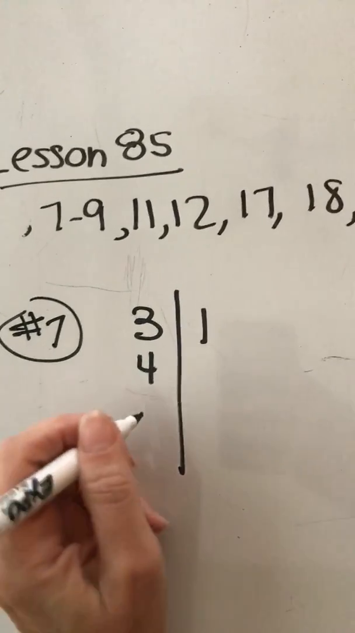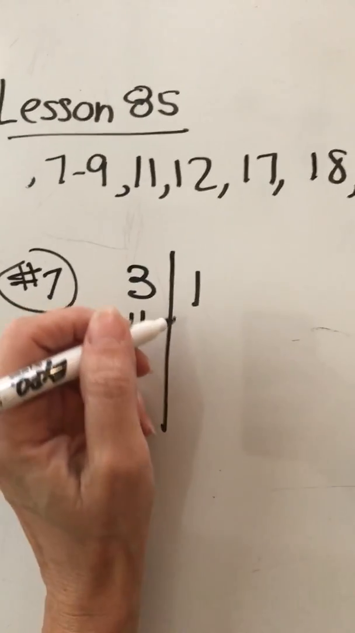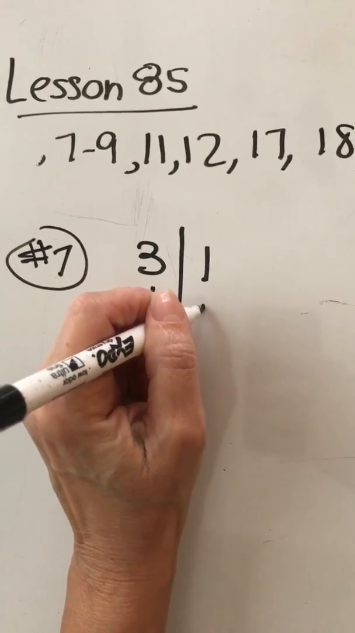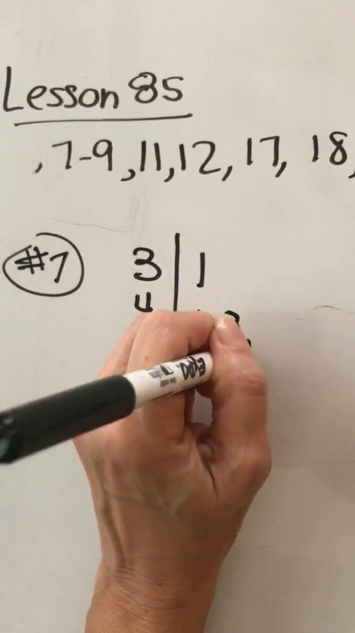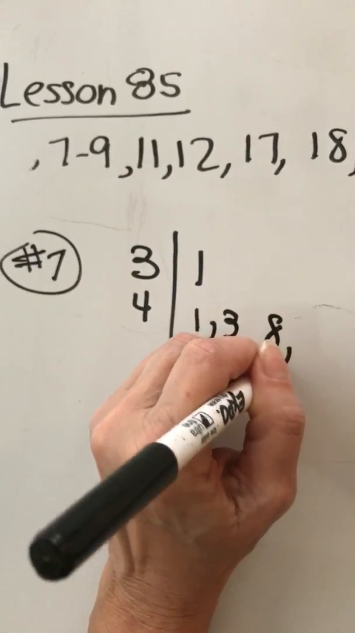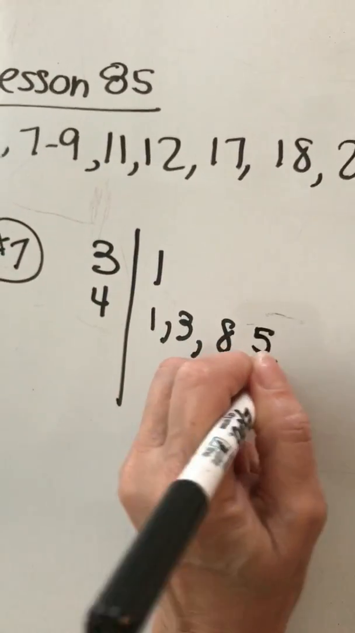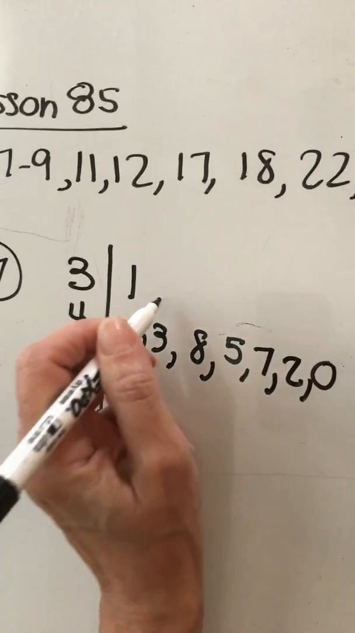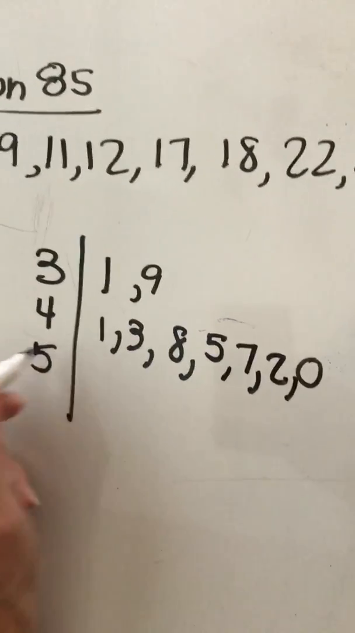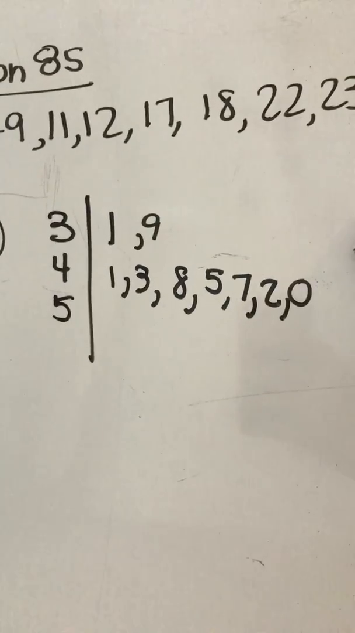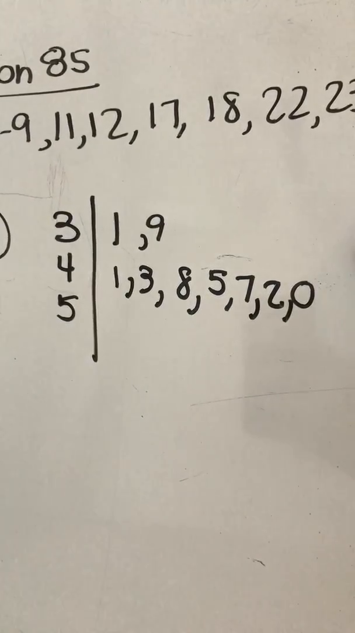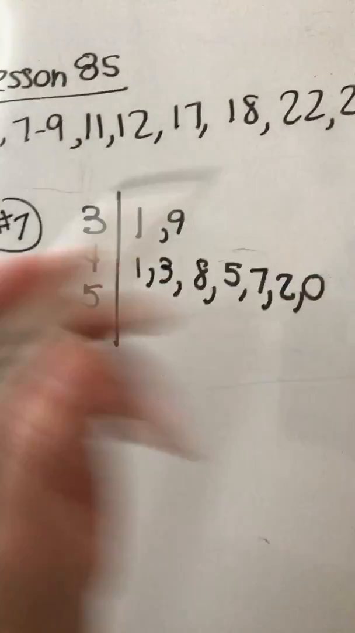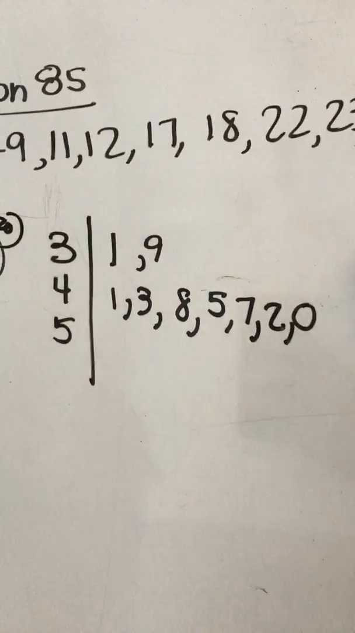and then we have 4. I'm not going to write them in any order. I'm going to write 1, 3, 8, 5, 7, 2, 0. I also have a 39. Okay, 50s. Let me count the numbers. 2, 4, 6, 8, 10, 12, 14, 16, 18, 20. So I have 20 numbers total.